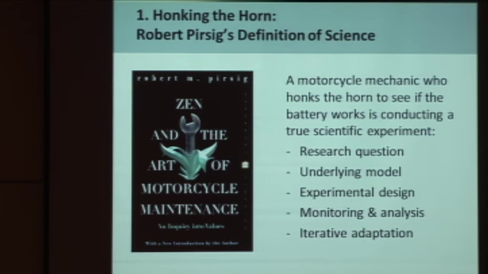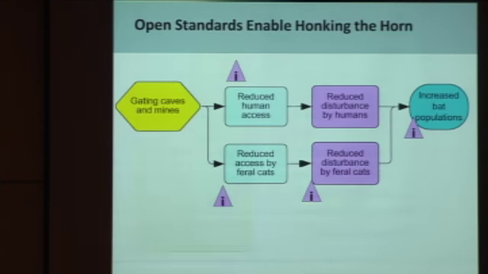So what he's talking about is you have a research question. Why is my motorcycle not working? You have an underlying model, the sense of what the electrical system is and how the horn is connected to the battery. You have an experimental design, you have monitoring and analysis, and you have iterative adaptation as you go through that process. This is science. We pretend it has all those fancy trappings of PhDs and all that other stuff. No, this is really what science is. And I think Pirsig's right in that regard.